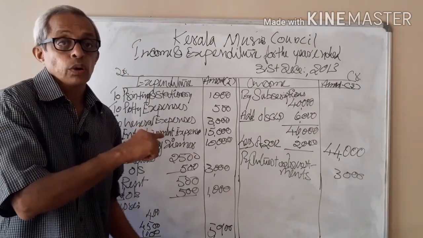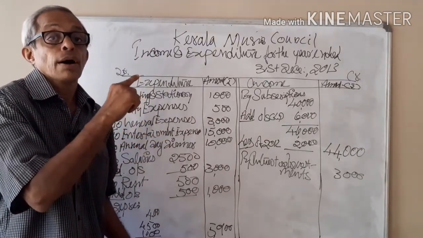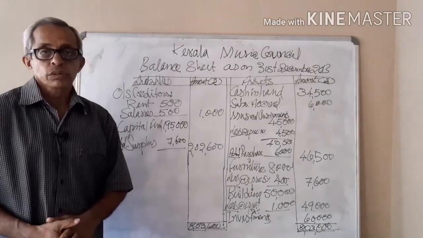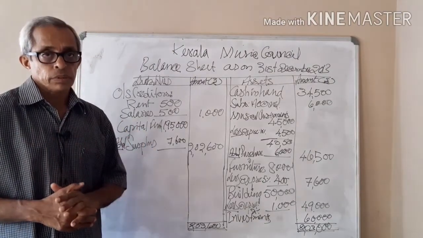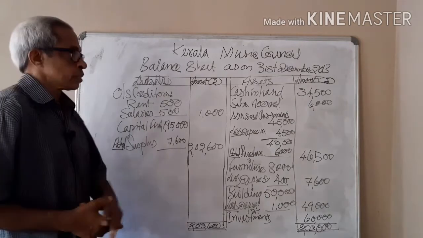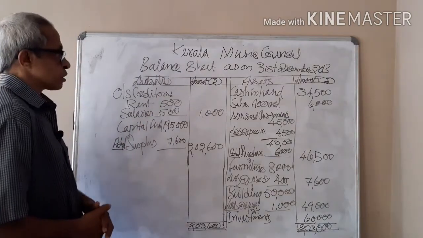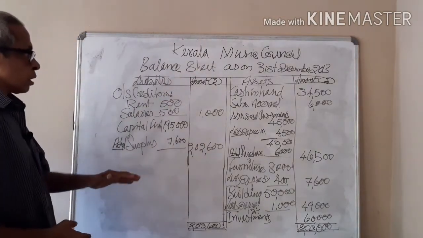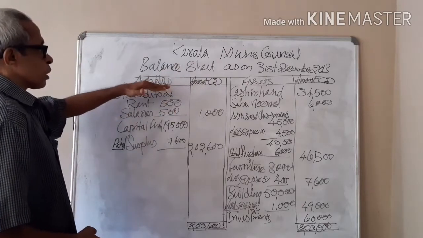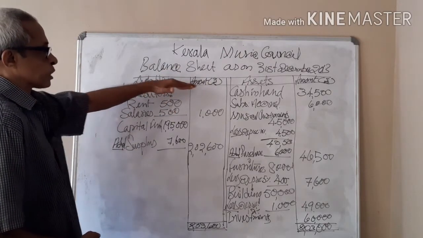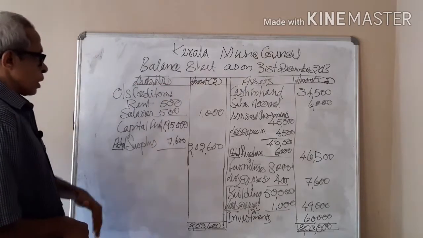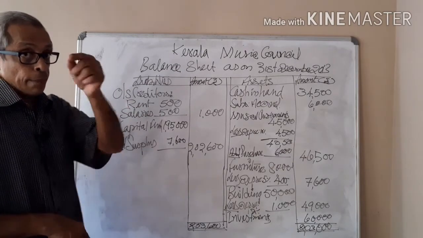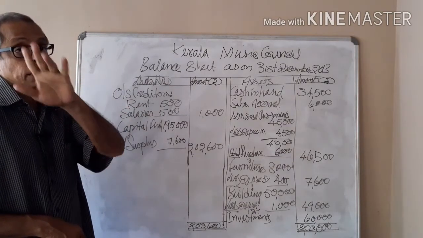Next we are going to write the balance sheet of this Kerala Musical Council. This is the last step, the last statement, that is the financial statement or balance sheet for this Kerala Music Council. So we draw the balance sheet. On the left hand side it is liabilities amount rupees, assets amount rupees, and the first item on the liability side is outstanding creditors. Amount due but not paid is outstanding creditors.